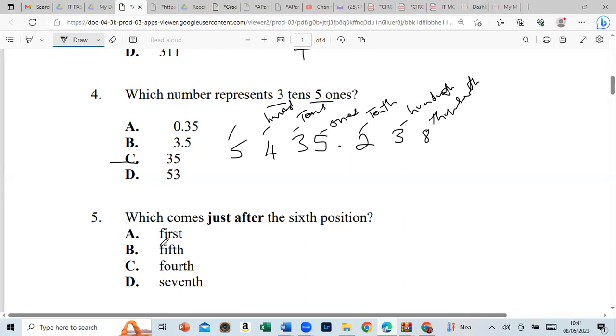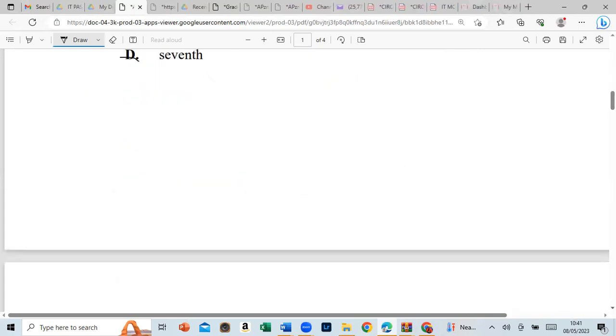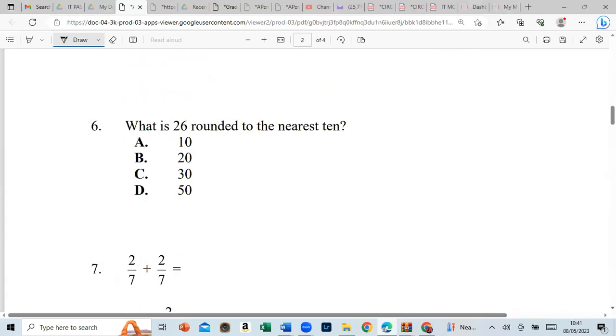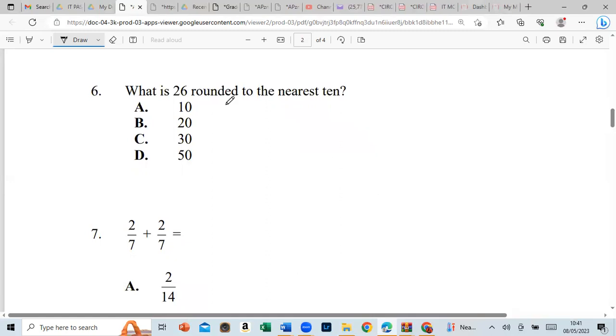Alright, so that would be 7th. Alright, let's go, guys. What about number 6? What is 26 rounded to the nearest 10? Go ahead and answer that one.